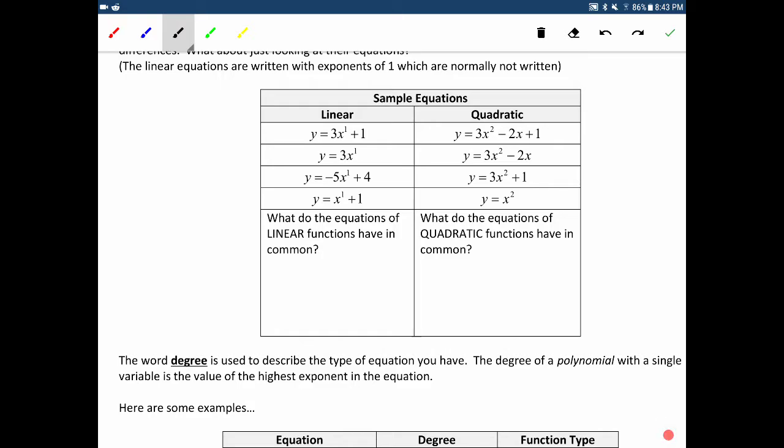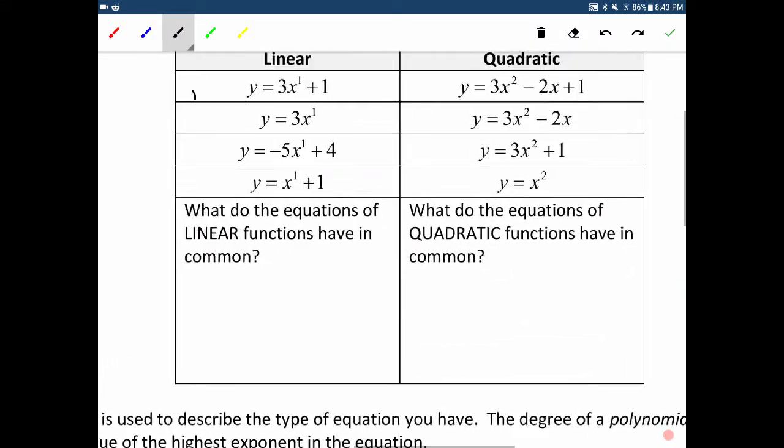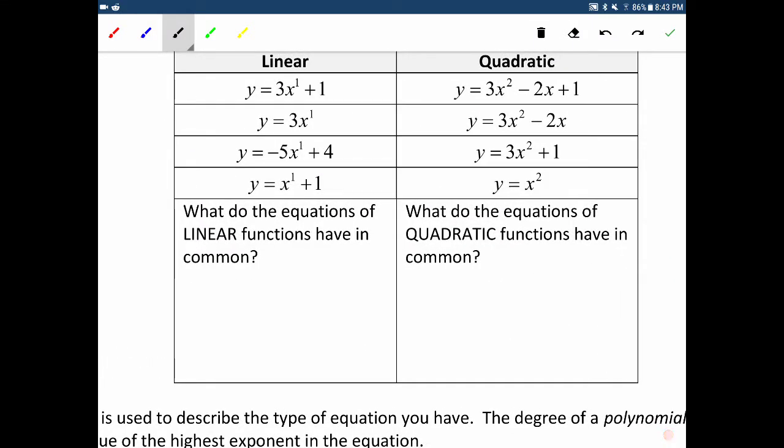But for the purposes of this, we are going to write it, because it makes it really obvious. If we look here, the highest exponent we have is that 1. And this one has an exponent of 1. And so does this one. And so does this one. And that's what makes these linear, okay, is that the highest exponent is 1.